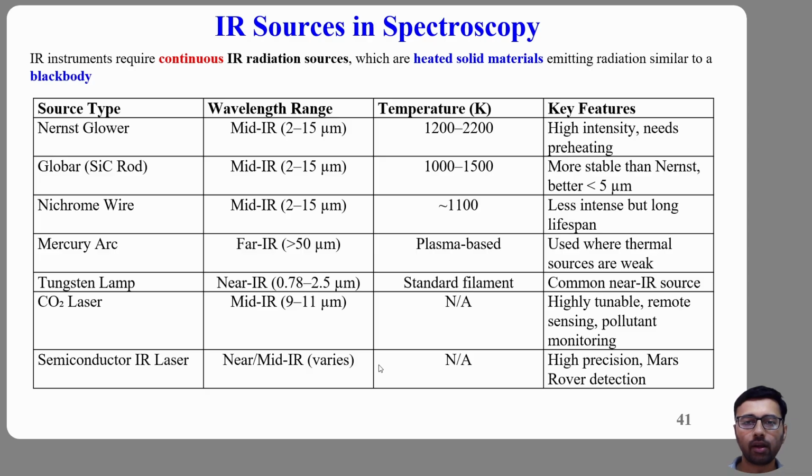The mid-infrared region is the most important region for molecular spectroscopy, typically spanning 2 to 15 micrometers. This is where most molecular vibrational absorptions occur. The first classical source is the Nernst Glower. This source consists of rare earth oxides formed into a ceramic rod. When electrically heated, the rod emits intense infrared radiation. The Nernst Glower typically operates between 1200 to 2200 Kelvin. This extremely high temperature produces strong IR intensity.